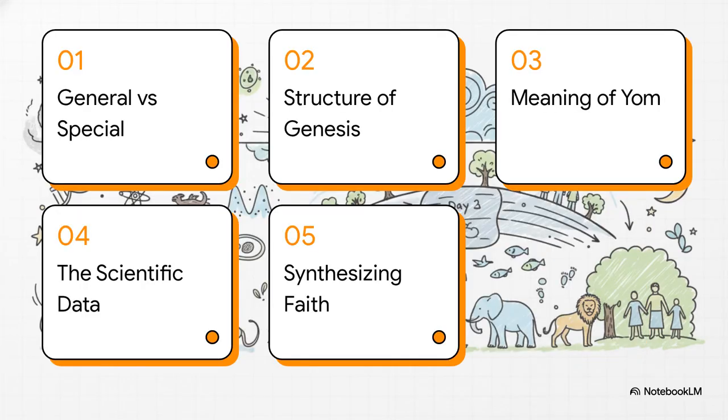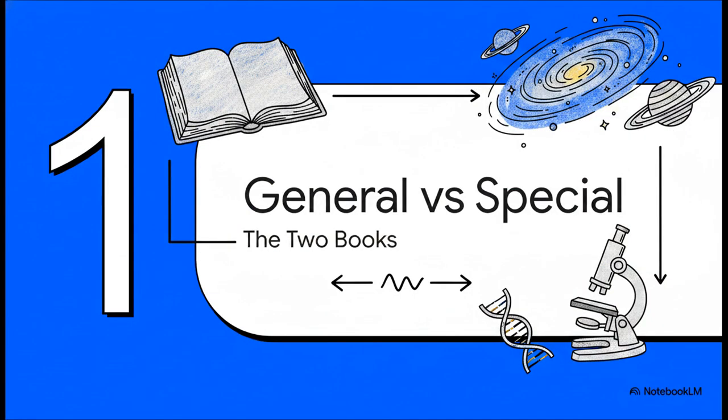So, here is our roadmap for today. We're going to cover general versus special revelation, the underlying literary structure of Genesis, the meaning of the Hebrew word yom, the actual scientific data, and finally, how scholars synthesize faith and science. All right, let's jump into Section 1, General versus Special Revelation, the two books.